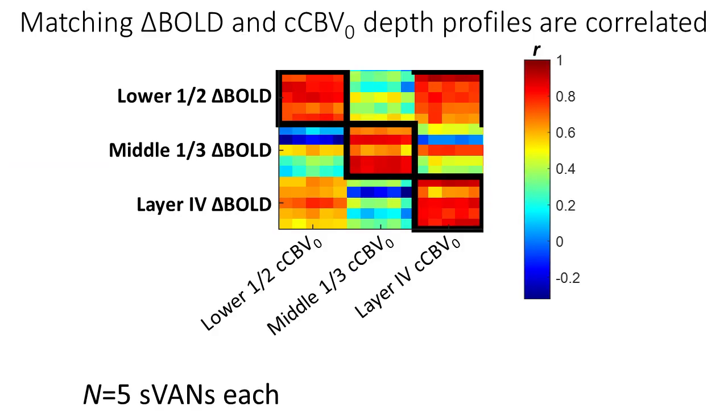We also calculated the statistical correlation between the CBV and BOLD in each group and found that the change in BOLD and capillary baseline CBV have high correlation within each model, but relatively low correlation to other models. There is, however, some overlap between the lower half BOLD and layer 4 CBV0, which we attribute to the considerable overlap between the baseline capillary CBV profiles for these 2 models.